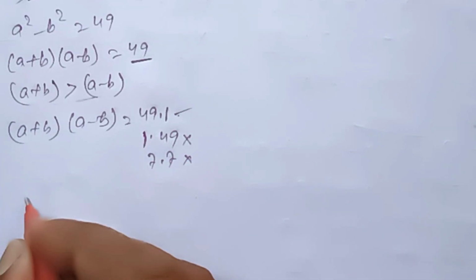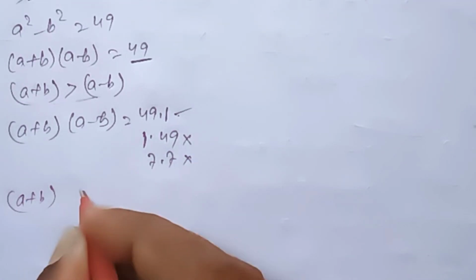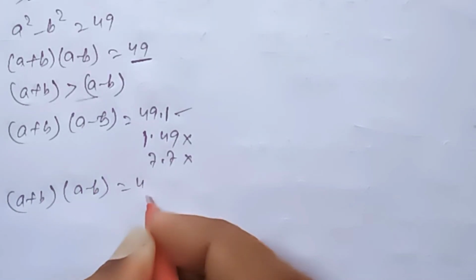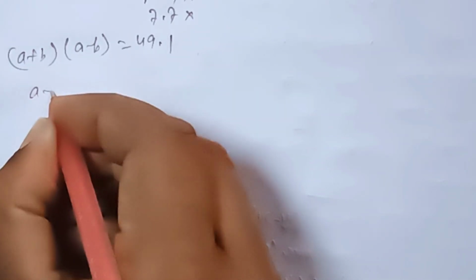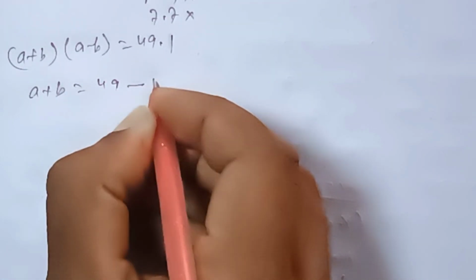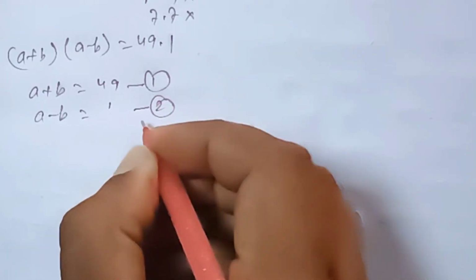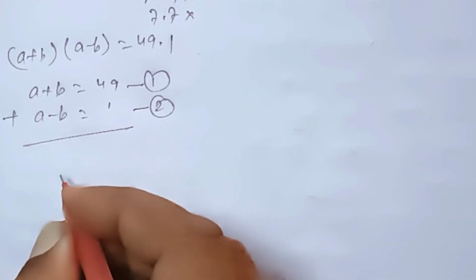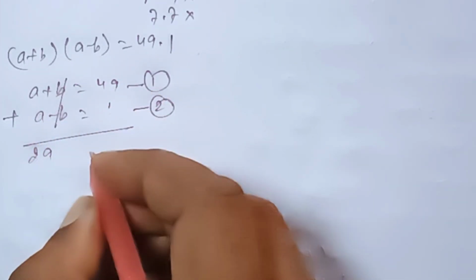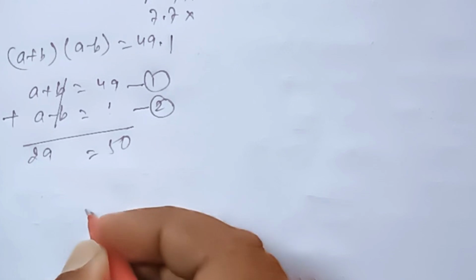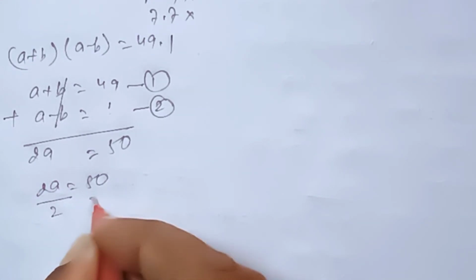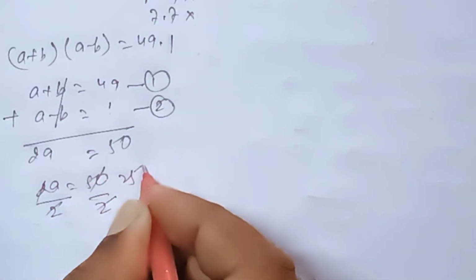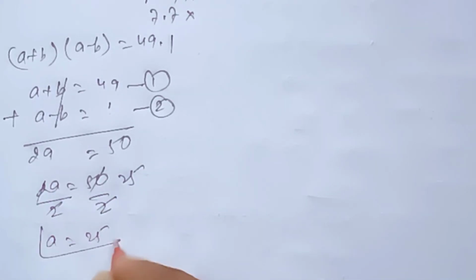First case: (a plus b) into (a minus b) is equal to 49 into 1. After that, a plus b is equal to 49, this is equation 1. a minus b is equal to 1, this is equation number 2. Adding these, 2a plus 50, the b terms cancel. Both sides divided by 2, this will be 25. Therefore, a is equal to 25.